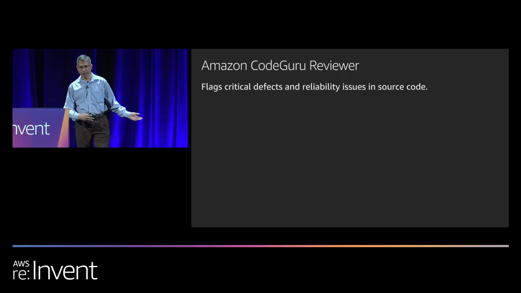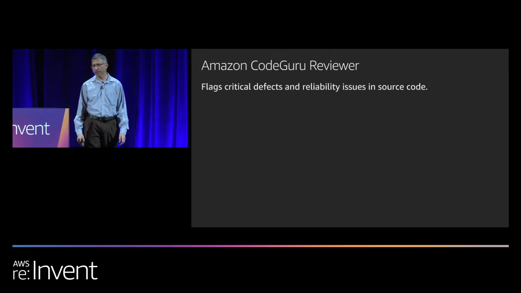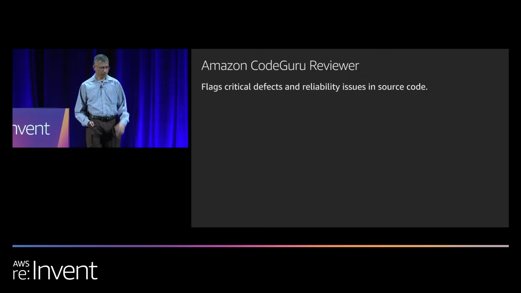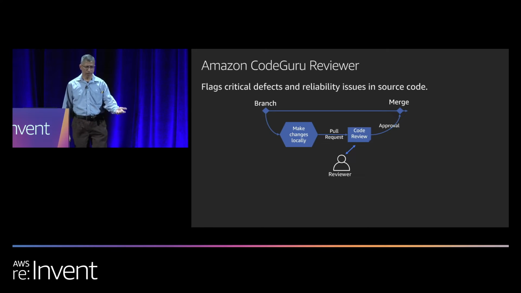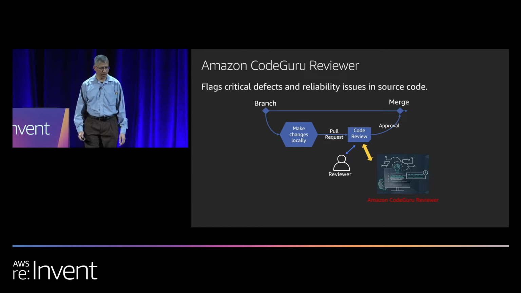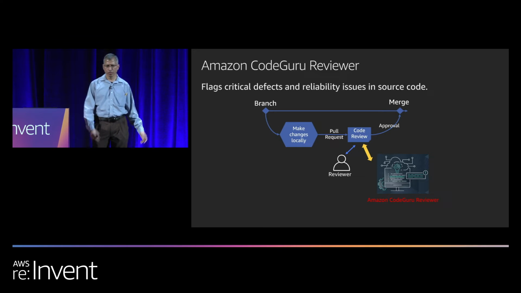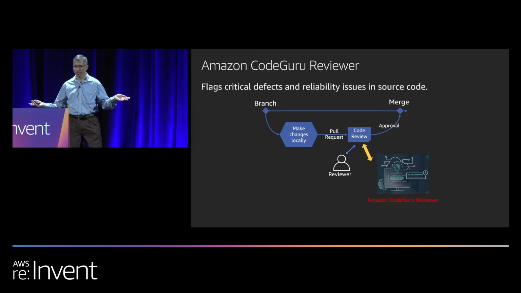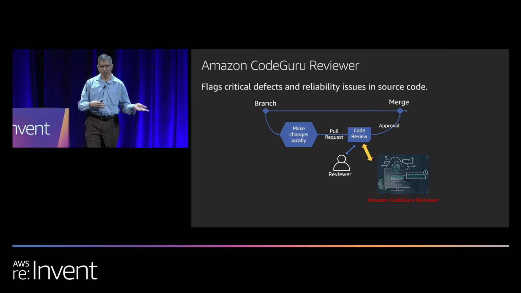The first one goes back to what I said. It focuses more on functional correctness and flags critical defects and reliability issues. And so that's what you get out of this, and it leverages the familiar pull request based code review process. This is what we saw Lynn was using, and it plugs seamlessly into this process. So CodeGuru reviewer is just another reviewer part of the code review, and provides comments exactly the same way.